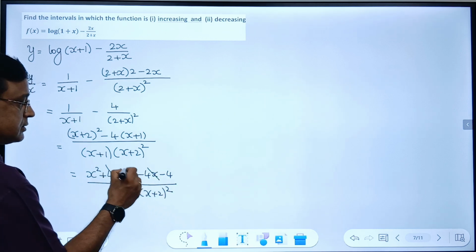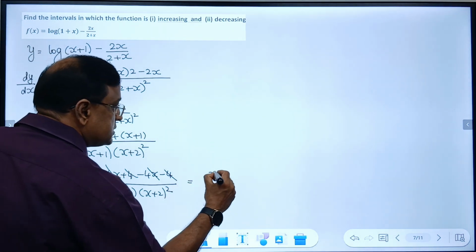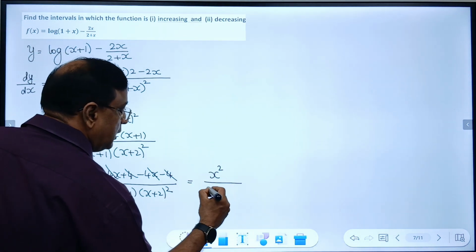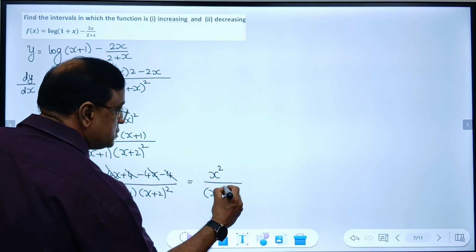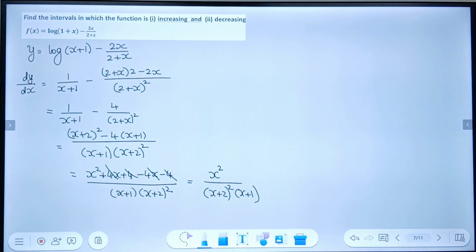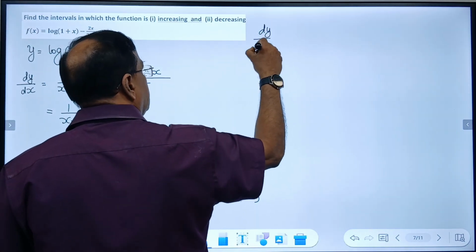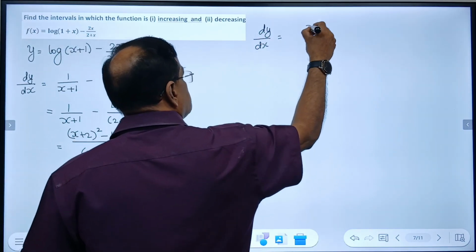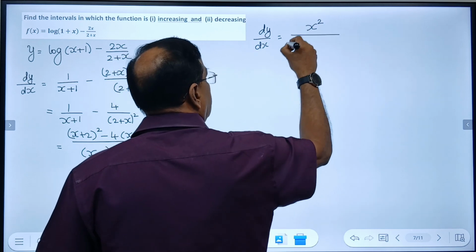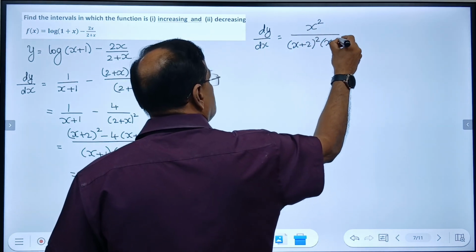They get cancelled. So what are you left with? I am left with x square by (x plus 2) the whole square into (x plus 1). So this is my dy by dx. What is my dy by dx? So my dy by dx is x square divided by (x plus 2) the whole square into (x plus 1).